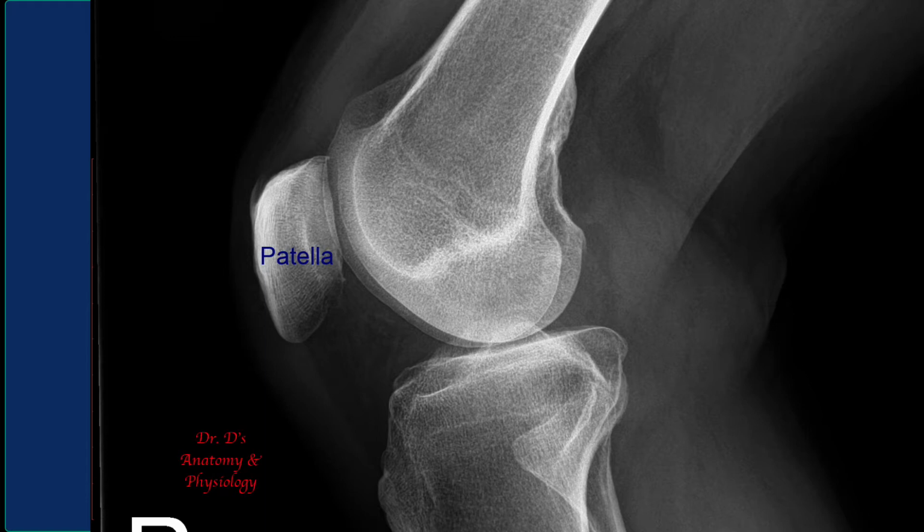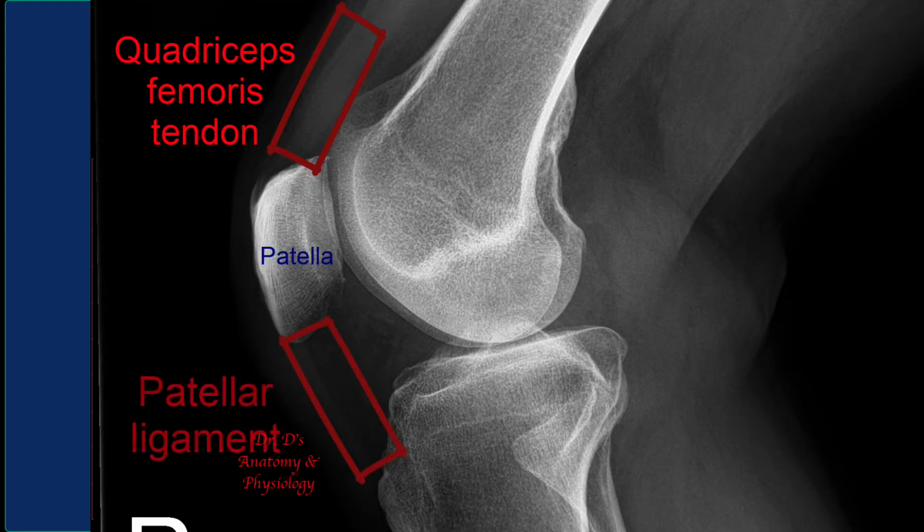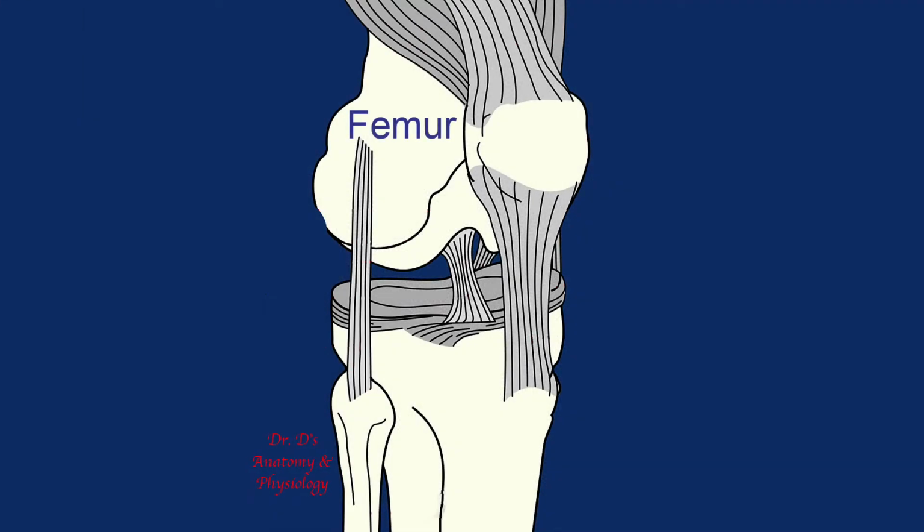The patella is an exception to this smallness because it is fairly large and develops in the tendon of the large leg muscle, the quadriceps femoris muscle. The remainder of the tendon, which is now a ligament, connects the patella to the tibia and is called the patellar ligament.